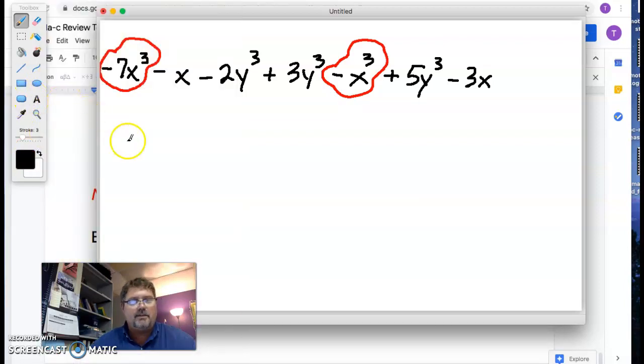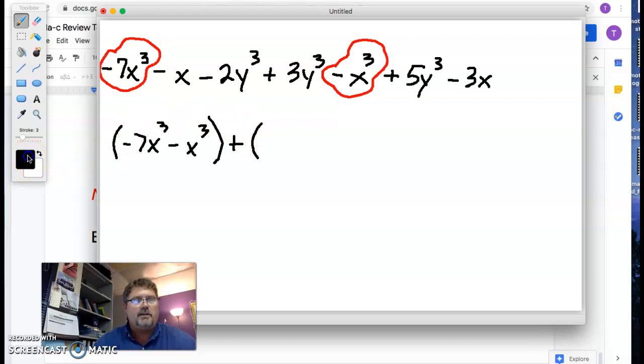But I'm going to write it like this just for now. I'm going to say, well, this is negative 7x cubed plus negative x cubed, which is the same as that. There's one group. Now that's all those we see. We got all the like ones. And we're going to have another group right here.